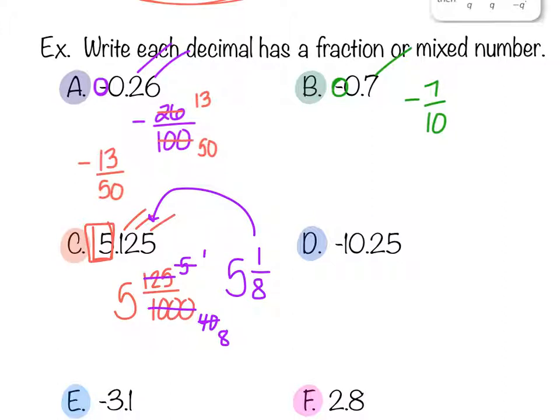For the next one, we've got -10, so I'm going to make that my whole number. That's my whole number. And then I only have to worry about the decimal part. And 0.25, remember, is 1/4. And if you don't remember that, start by putting 25 over its place value and reducing. But you get -10 and 1/4.